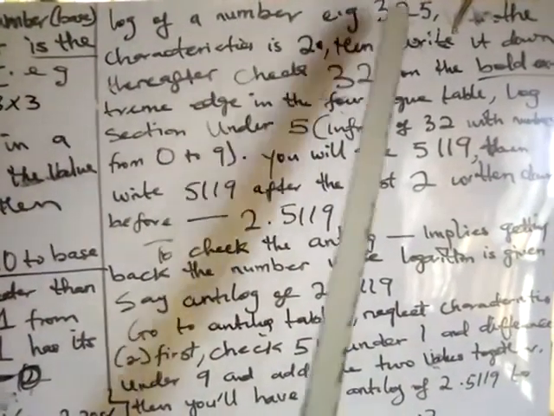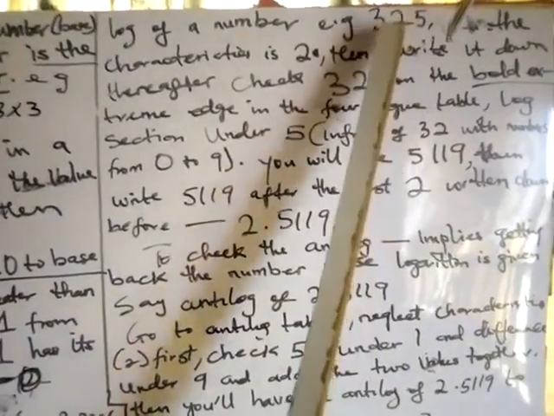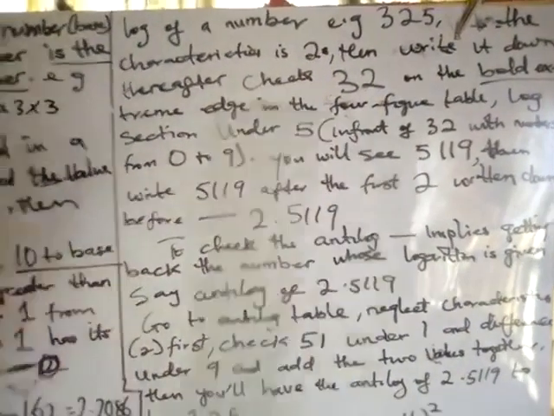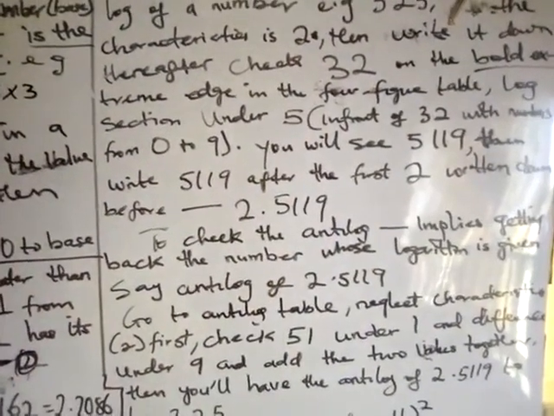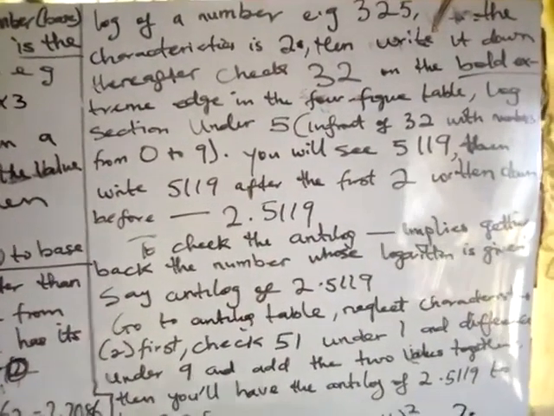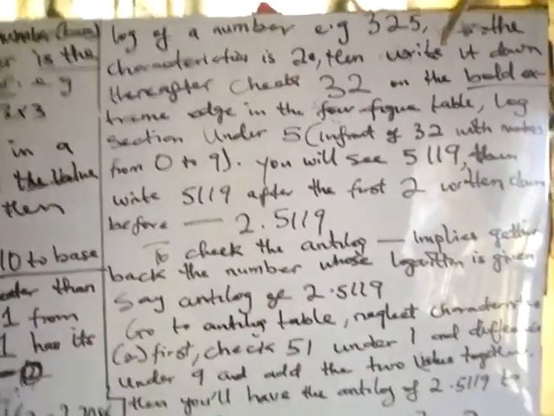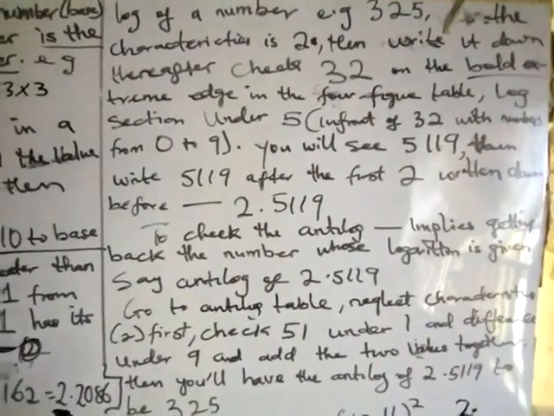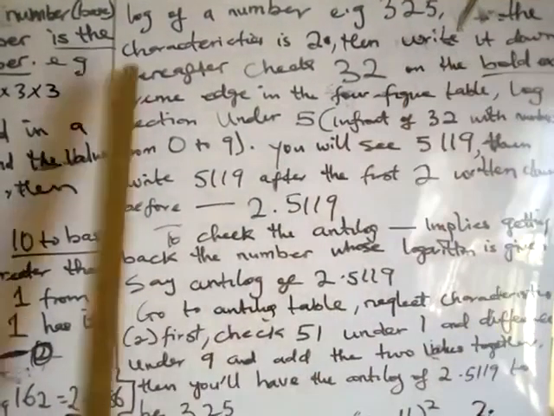But we are dealing with 325. So we have 3 digits, and the characteristic is 2. Then you write down the 2, then put a point. The next thing is to look for the mantissa. Then you open your table and write it down. Thereafter you check.